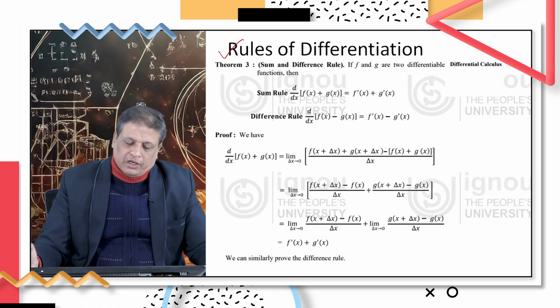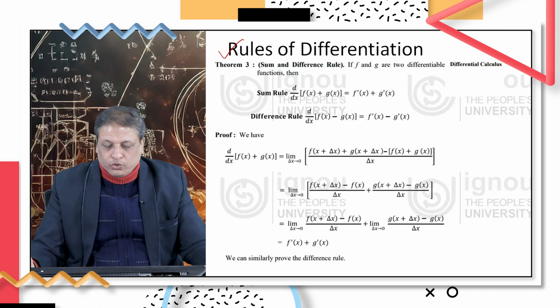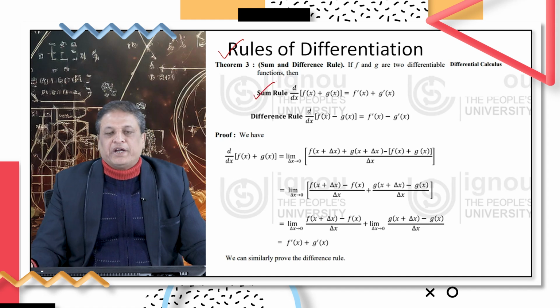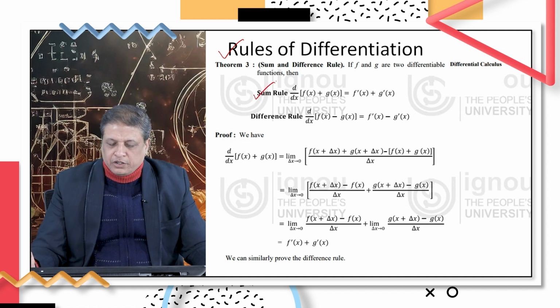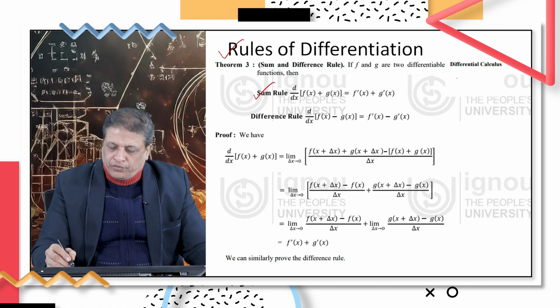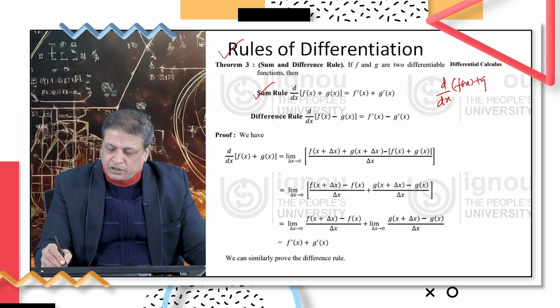Similarly, we are having another rule, that is the sum and difference rule. The sum rule says that d dx of f(x) plus g(x) is equal to d dx of f(x) plus d dx of g(x). So d dx of f(x) plus g(x) is nothing but equal to d dx of f(x) plus d dx of g(x).